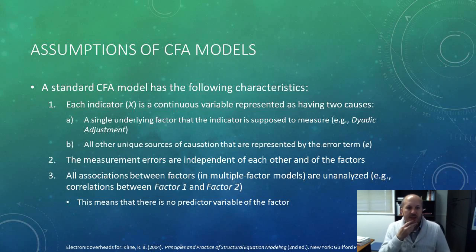Second thing here is that measurement errors are independent of each other and of the factors. So those errors are independent of other indicators and also independent of the underlying factor. And the third piece is that all associations between factors are unanalyzed. So we just give correlations between our factors. We don't actually look at doing direct effects between any of them.